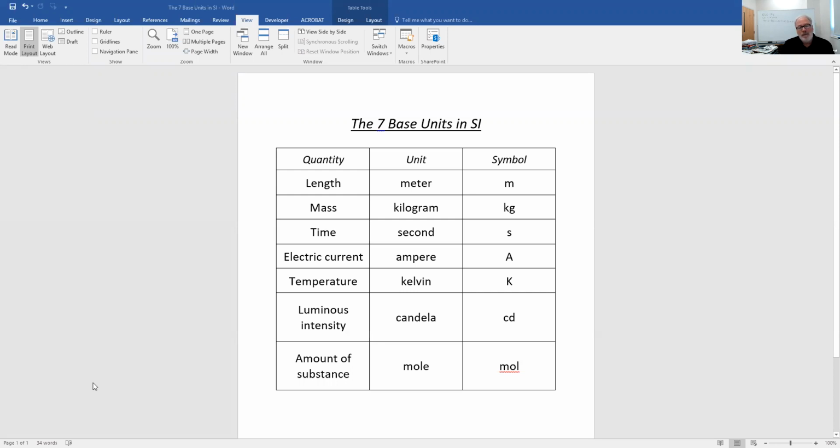You see the symbols given for those units over here in this third column. And I want you to pay particular attention to the symbols. Some are lowercase, some are uppercase. And it's important that you recognize the difference between those, because a lowercase letter might mean an entirely different unit. So, make sure that you're familiar with the symbols that go along with that.